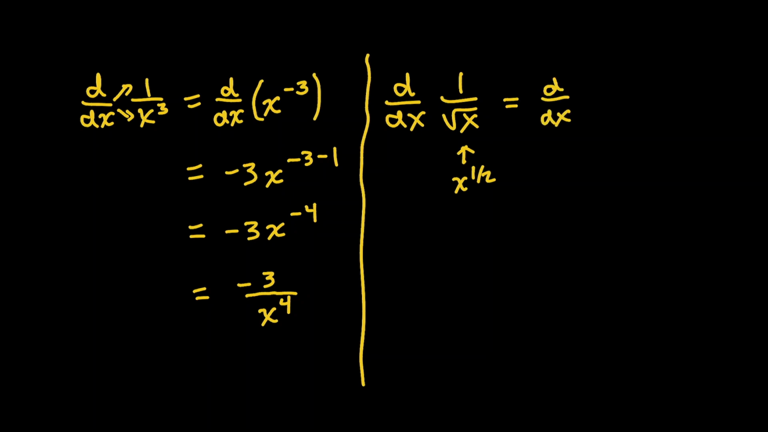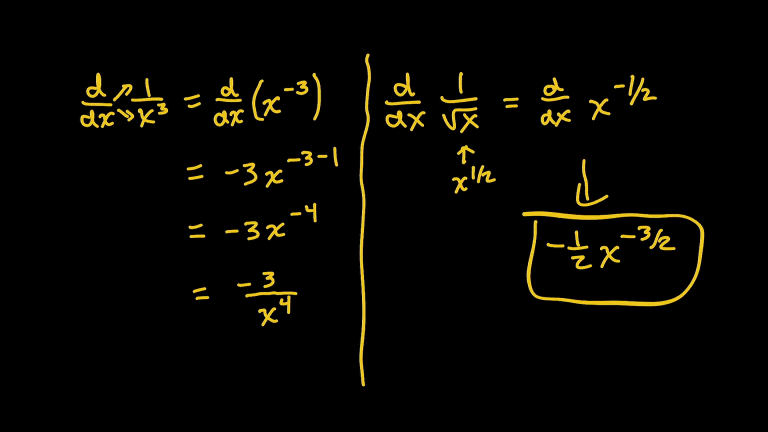The derivative of 1 over the square root of x just becomes the derivative of x to the minus 1/2 power. Now, once I've rewritten it as x to a power, now I can just use the power rule. So this will go to negative 1/2 will come down, and then we'll subtract 1 from that power. Minus 1/2 minus another 1 is negative 3/2.